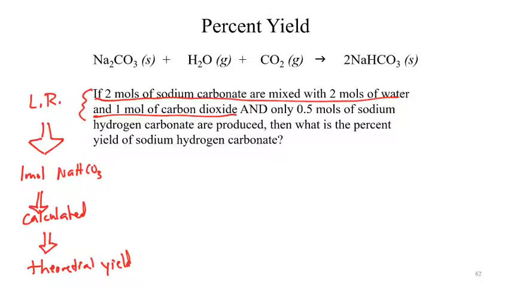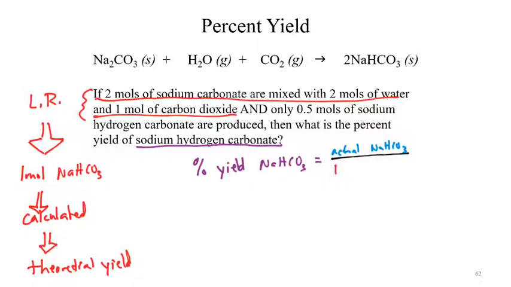Okay? If I'm being asked to solve for a percent yield, okay, and this is where things get a bit interesting, the percent yield of sodium hydrogen carbonate, I would then need to get an actual yield. An actual yield of what? Well, sodium hydrogen carbonate. And I would then divide that by our theoretical yield of sodium hydrogen carbonate, and then multiply by 100%.